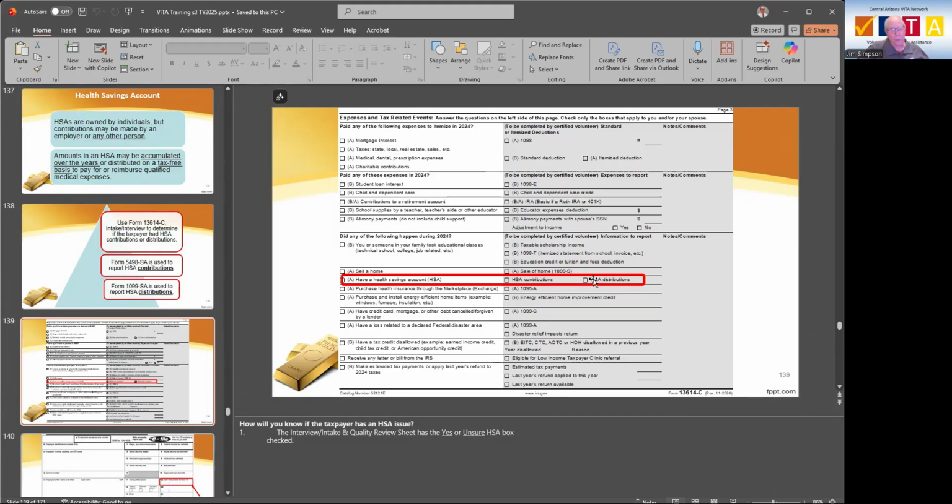Okay. Of course, sometimes they give you the stack of papers and you look through there and you do see a 1099-SA and you say, oh, okay, well, you should have gotten a 5498-SA too. Oh, I never got that. Well, they're going to have to call up the trustee or the insurance company and get that or get a copy of it.